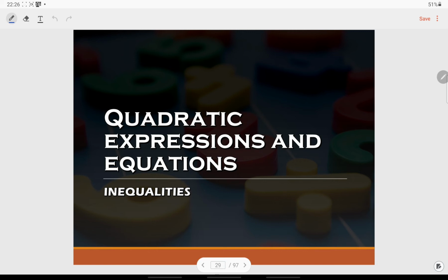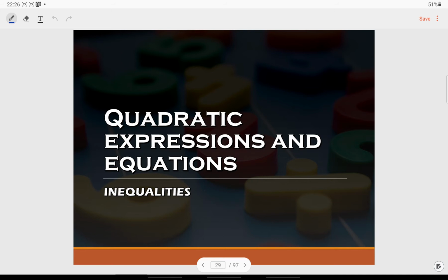Now we move to the next topic. Okay, we discuss inequalities. In the previous topics, we discussed equal expressions. That means the left hand side is equal to the right hand side. The expression at the left hand side equals the expression at the right hand side.